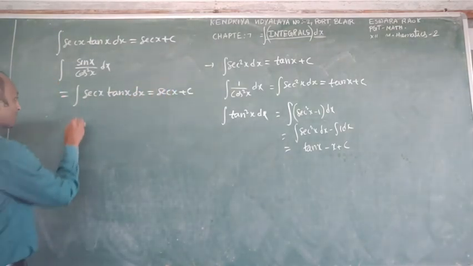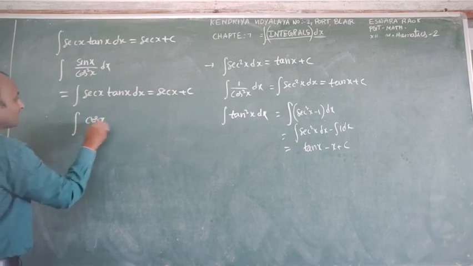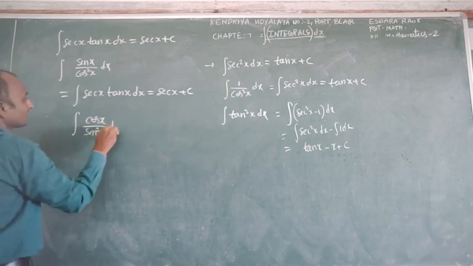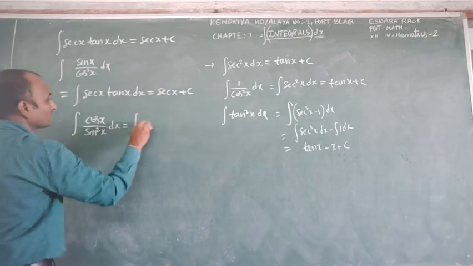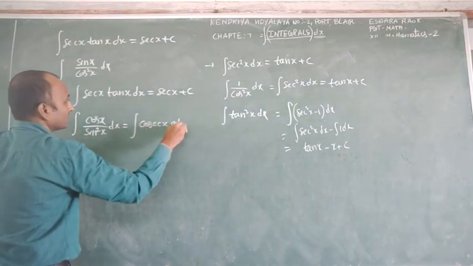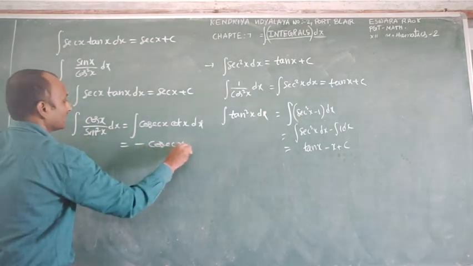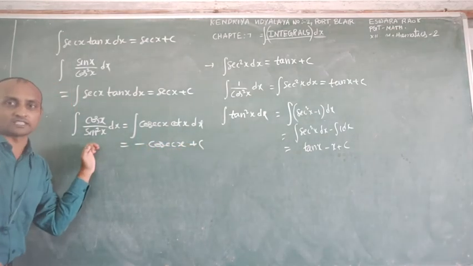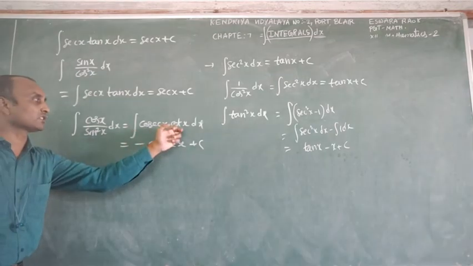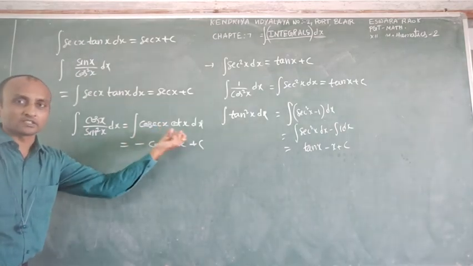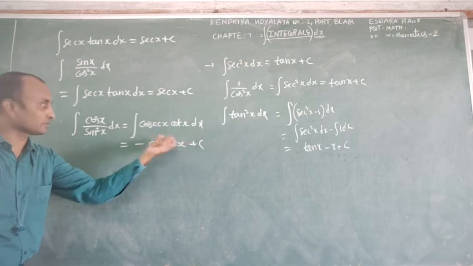Okay, similarly one more. Integration of cos x by sin square x. You can write it as cosecant x cot x. Cosecant x cot x integration is minus cosecant x. The way we are writing it is important. Cos x by sin square x is written as cosecant x into cot x because cosecant is 1 by sin, and cot x is cos x by sin x.